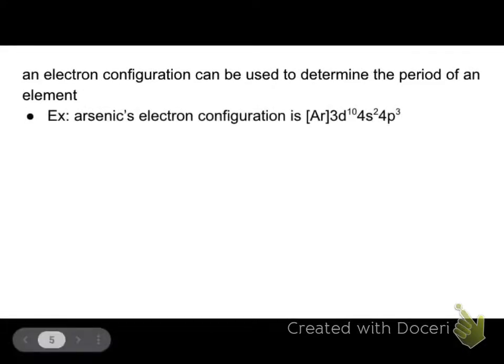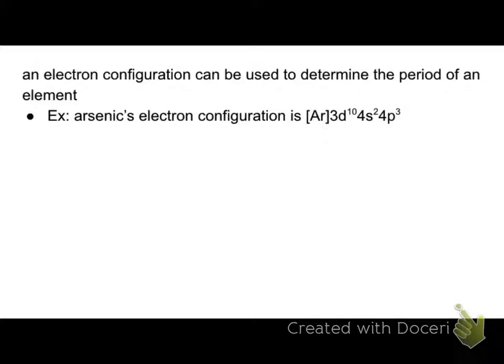So, an electron configuration can be used to determine the period of an element. Arsenic's electron configuration is Ar, because we're doing noble gas notation here. So argon in parentheses, and then 3d10, 4s2, 4p3. What is the highest energy level being occupied by arsenic?